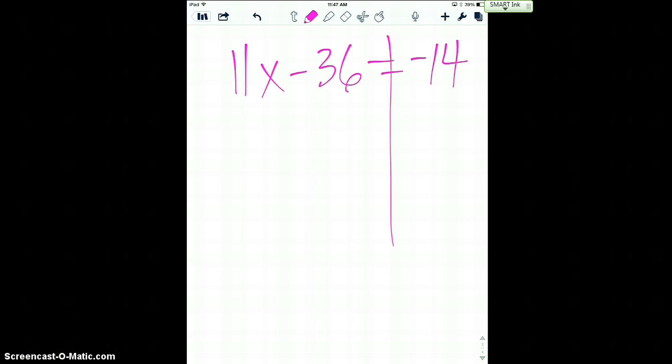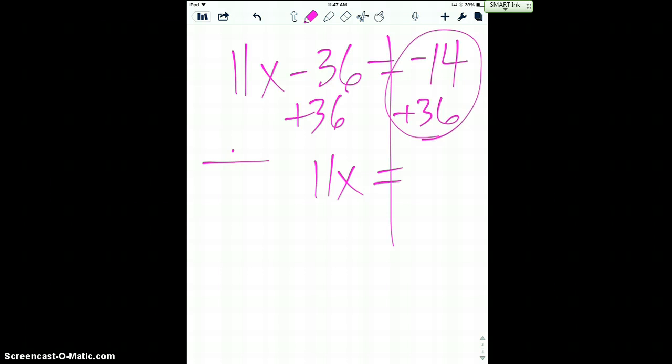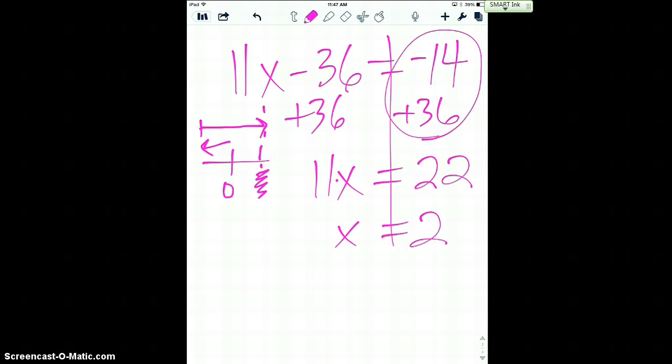And now I'll start using some of the properties of equality. So I'm going to get rid of the minus 36 by adding 36. So the addition property of equality, I will end up with 11x equals, and then negative 14 plus 36. So on the number line, I'm going negative 14, and then I'm turning around and I'm adding 36. So I'm really just subtracting it and noticing that I'm going to land in the positives, and that positive number is 22. And then from there, the property to use to get rid of the multiplication by 11, I'm going to use the division property of equality to end up with x equal to 2.